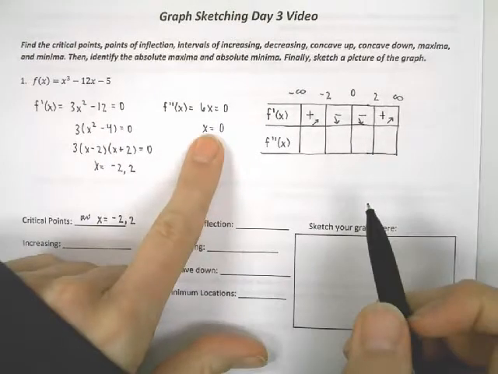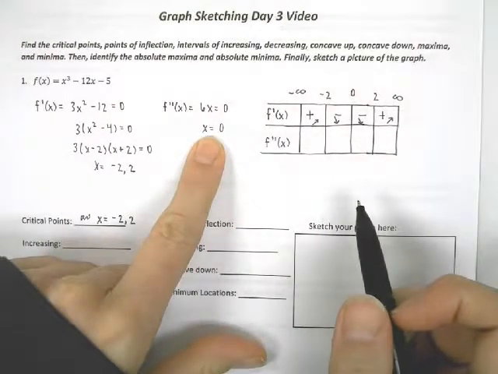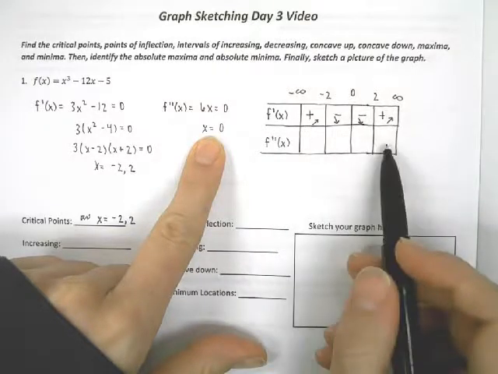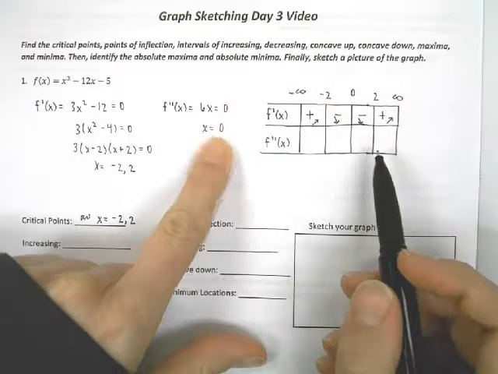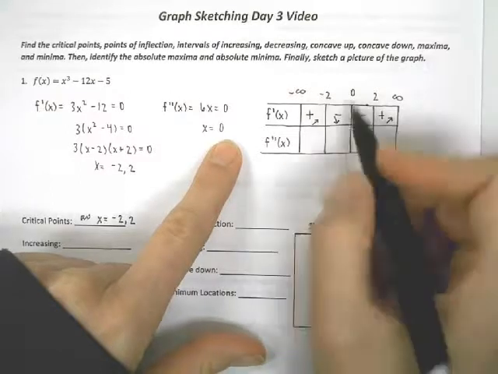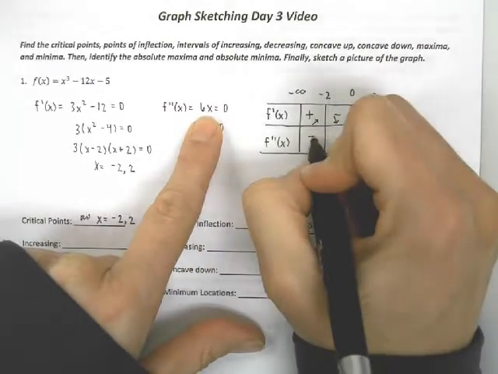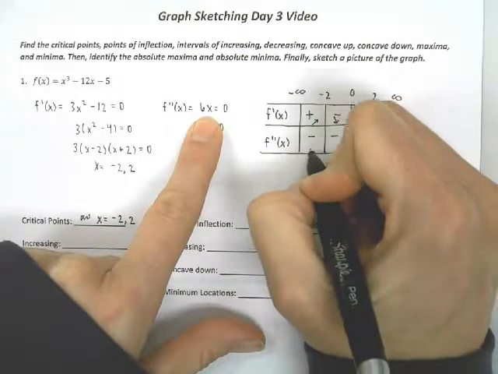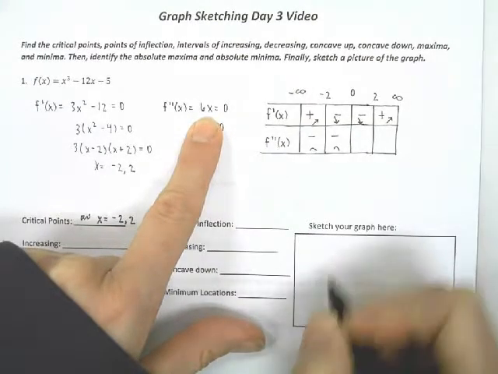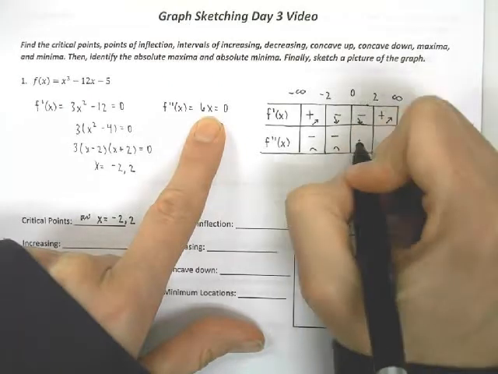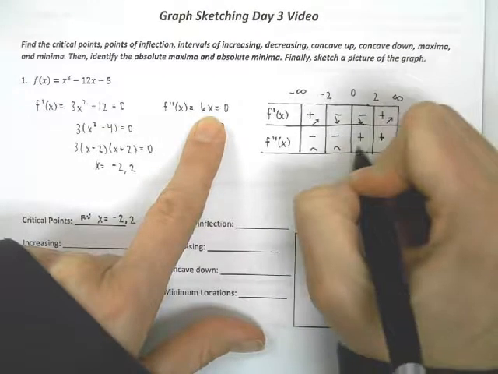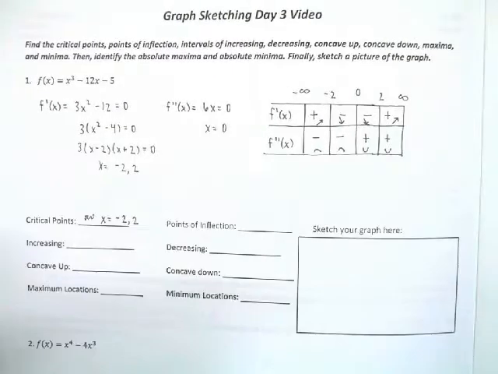So now let's look at our second derivative. I only have one possible point of inflection, so there's only 2 points that I need to pick, something less than 0 and something greater than 0. So if I pick something less than 0, my second derivative is going to be negative. That's telling me I'm concave down. And something greater than 0 makes me positive. So I'm going to be concave up.